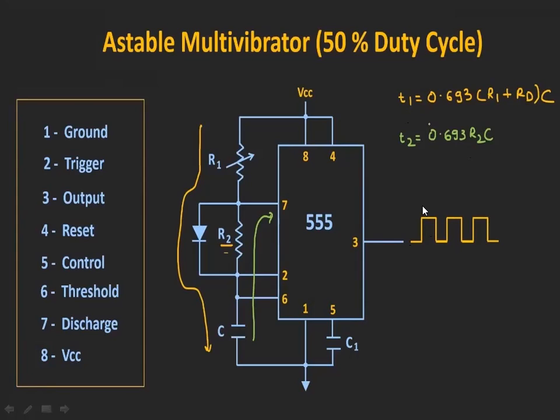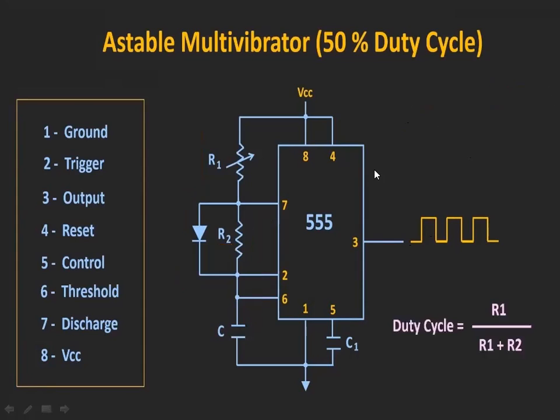Okay. So now coming to the duty cycle formula, we know that it is R1 divided by R1 plus R2. If R1 is greater than R2, then the duty cycle will be greater than 50%. If R1 is less than R2, then the duty cycle is less than 50%. Because as we know, duty cycle is equal to on time period divided by total time period.